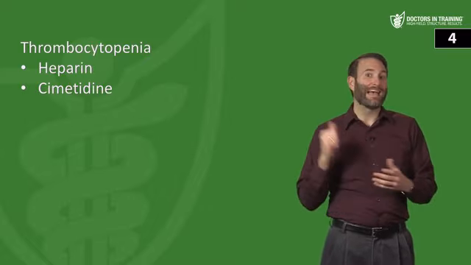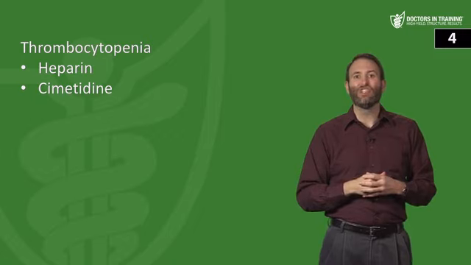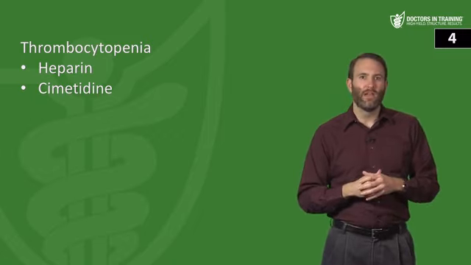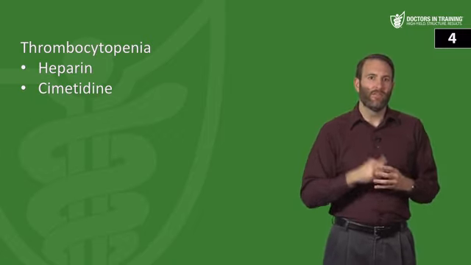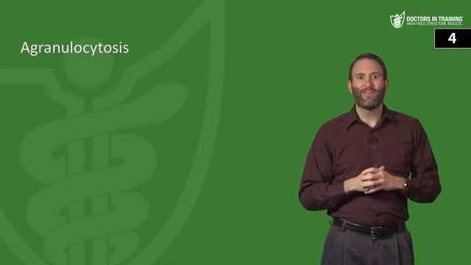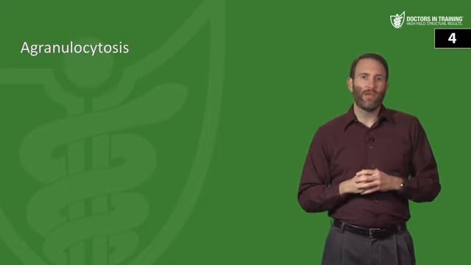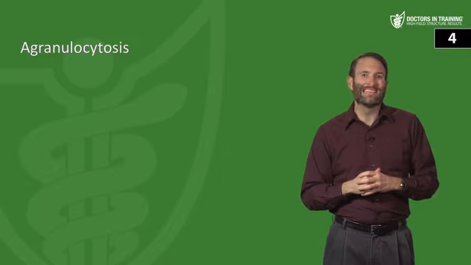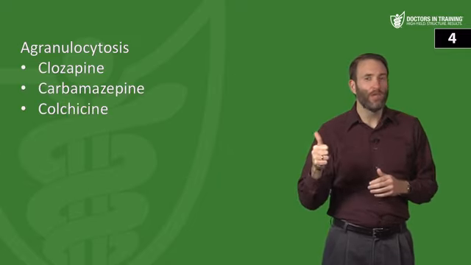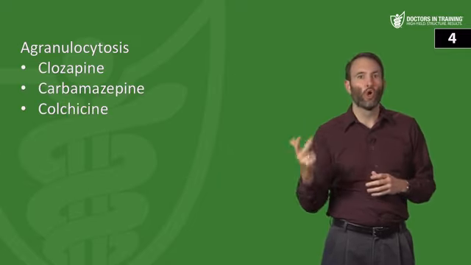What else can cause this? Cimetidine. So cimetidine is an H2 blocker. We don't use it that often anymore. And then another medication, again, for that thrombocytopenia. Now next we have agranulocytosis. In agranulocytosis, you're going to have the 3 C's. You've got to think about clozapine, carbamazepine, and colchicine.